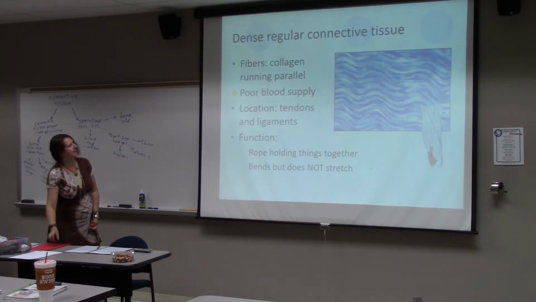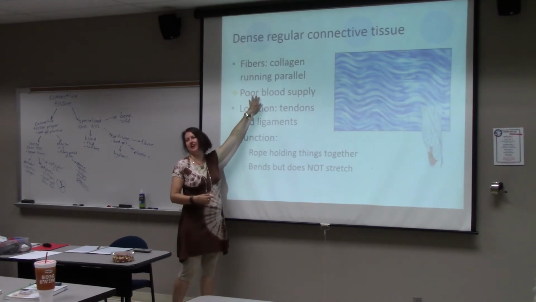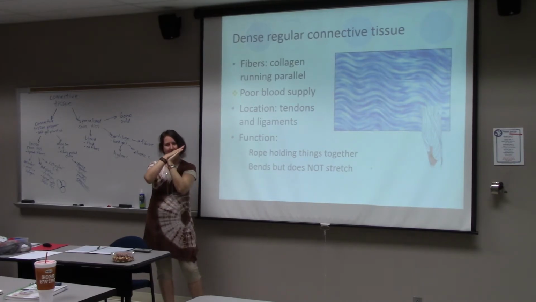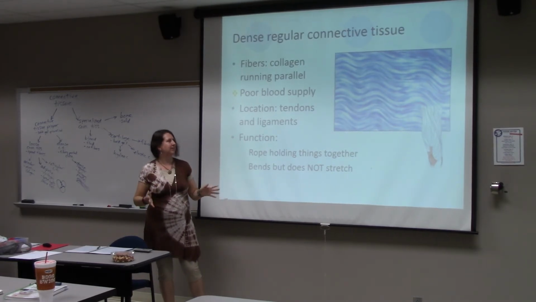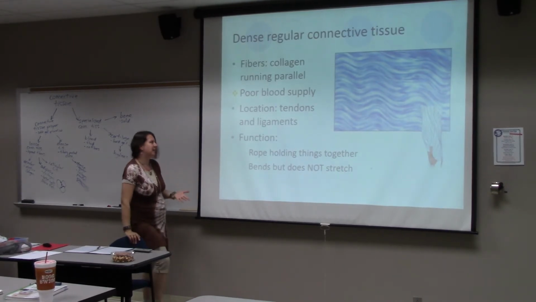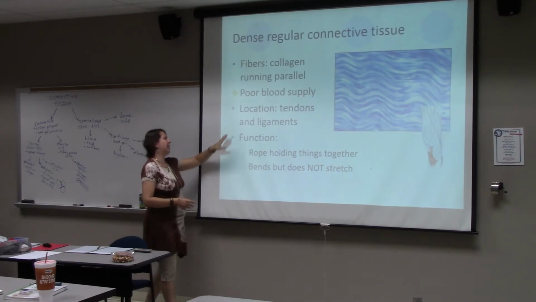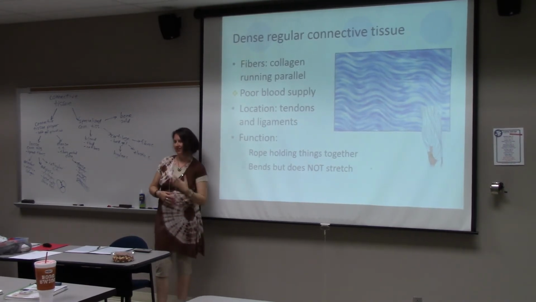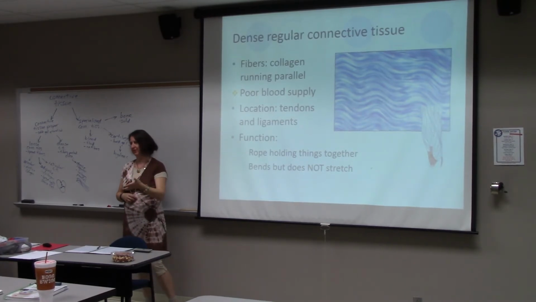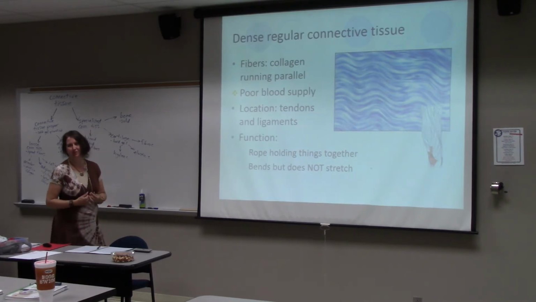Your dense regular, parallel collagen fibers. This is one that has a poor blood supply. Those fibers are so close together that they barely leave room for the cells, let alone blood vessels. That can mean it's slow to heal. So if you've ever had a sprain that tore a tendon or a ligament, it can take a while for that to really get better, because without the blood supply, they don't have the nutrients to repair themselves.